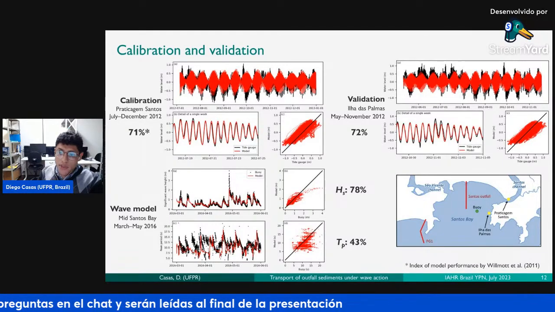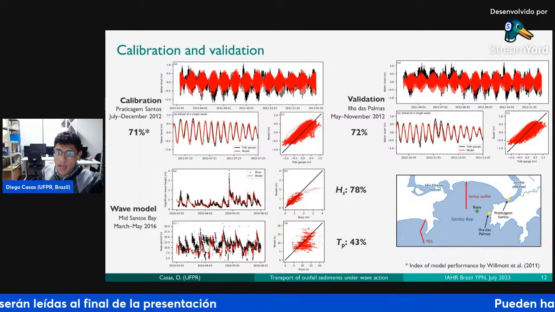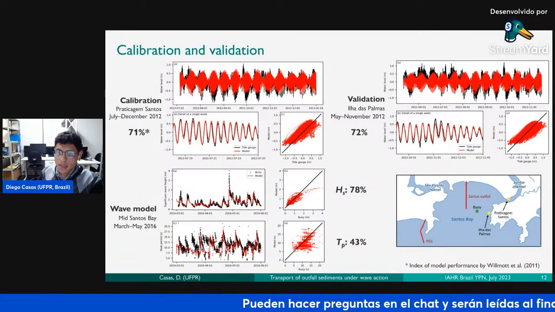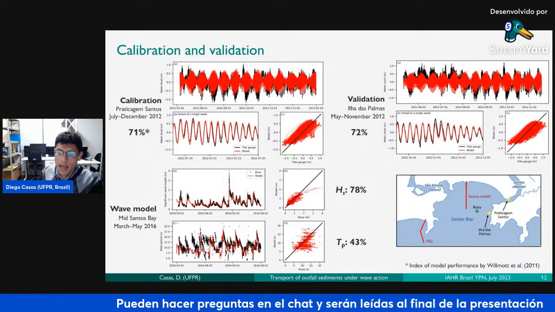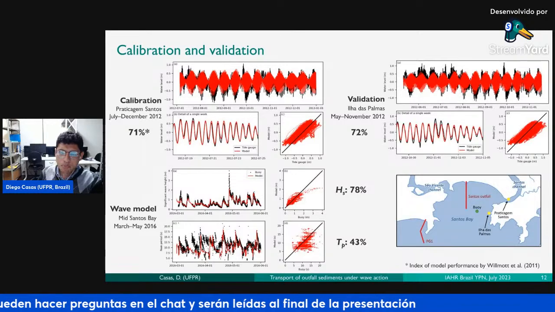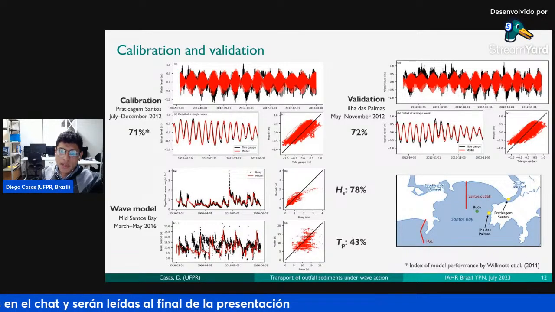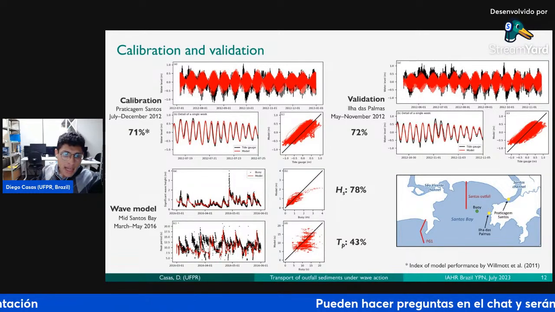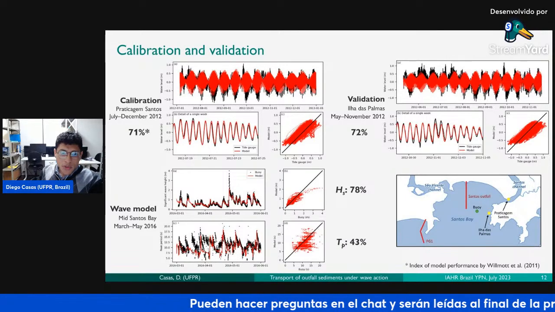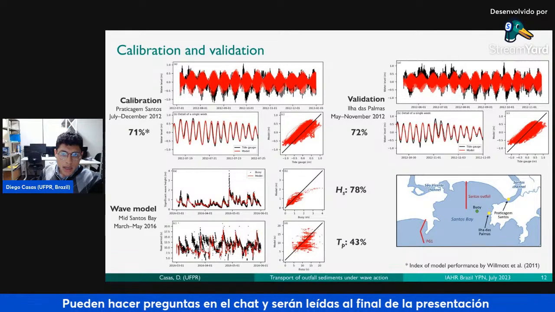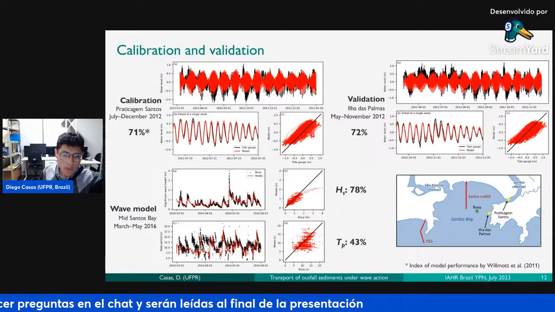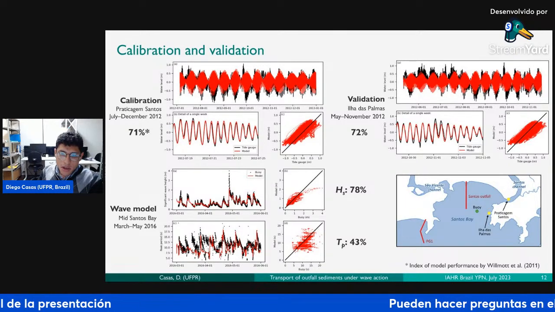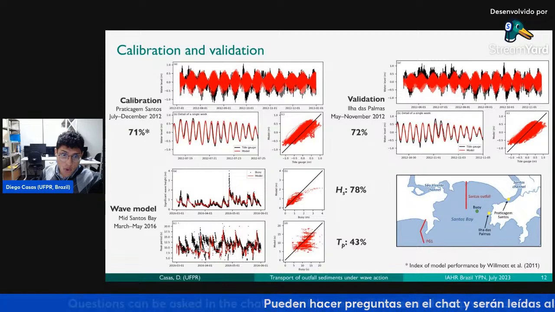And then we validated with data from a different period and a different location. In this case, here in Ilha das Palmas. It's a small island here in Santos Bay. And we achieved the validation with a Willmott index of 72%. With respect to the wave model, we use data from this buoy here in the middle of Santos Bay, and we found a Willmott index of 78% for the wave height.